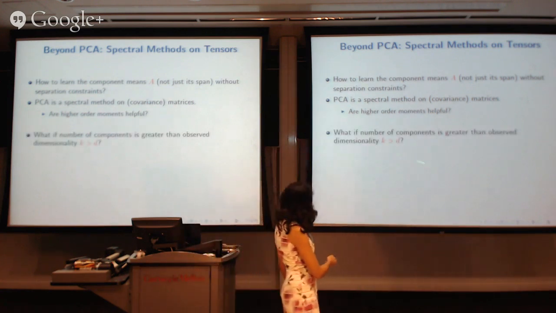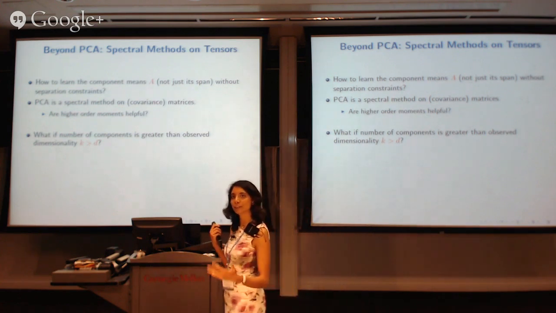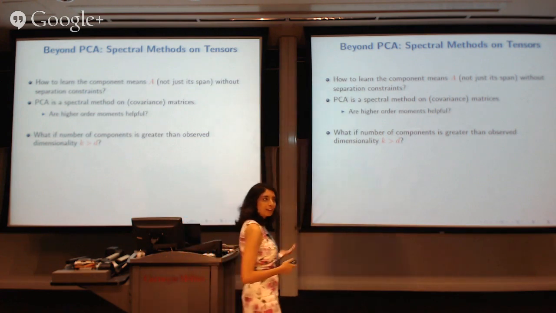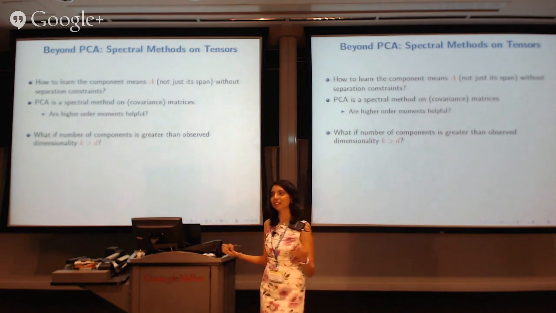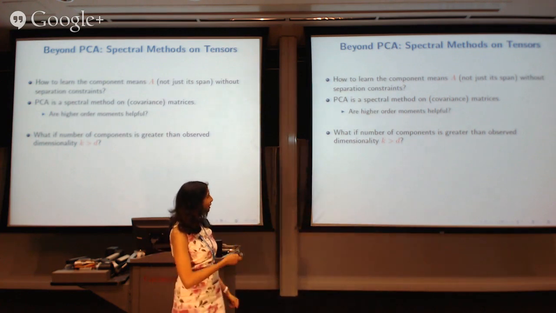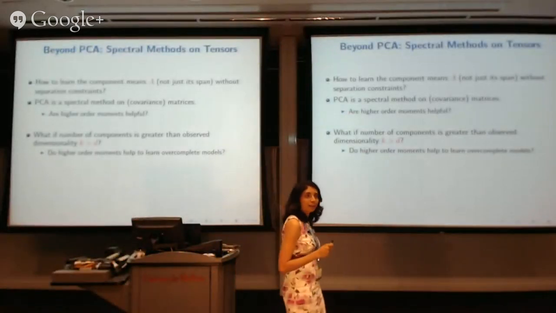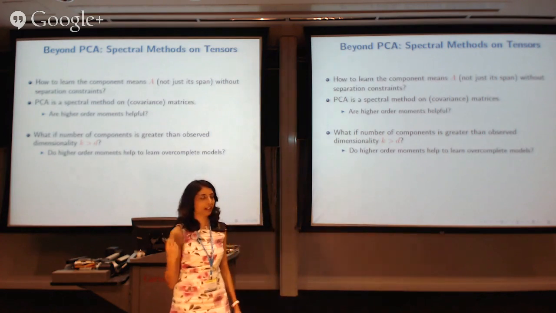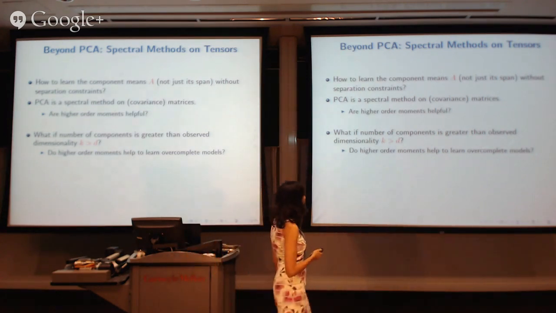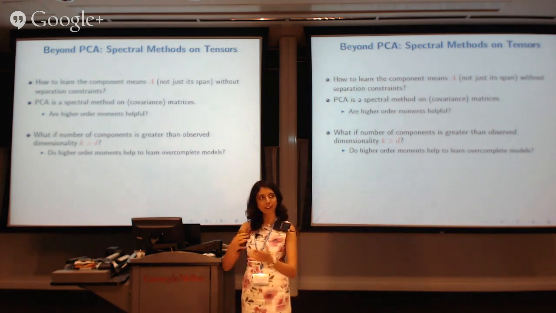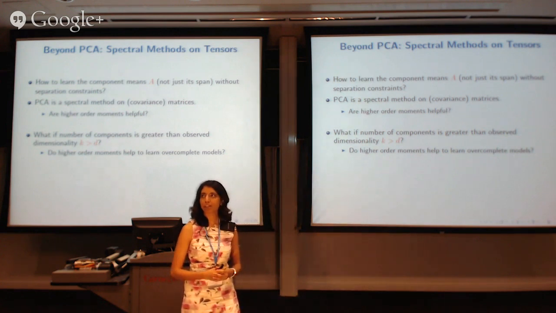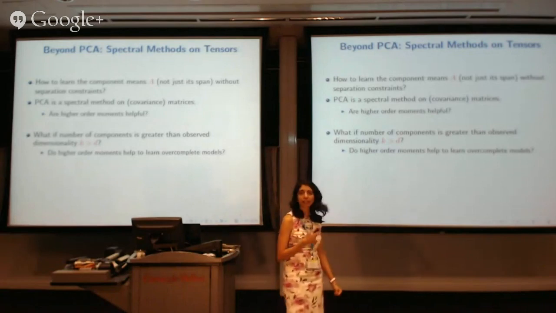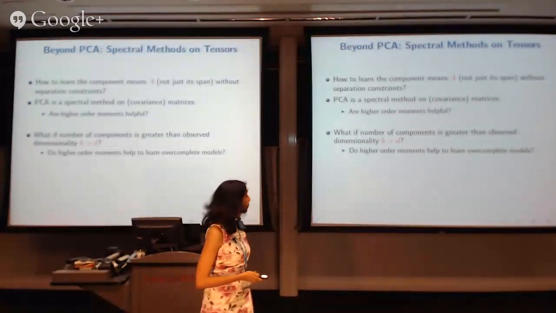There are also other settings where it would be useful to have higher order moments. What if the number of components of my Gaussian mixture is larger than the dimension itself? For instance, a lot of Gaussians in one dimension. In this case, PCA does nothing. So naturally, you would think that higher order moments would be crucial to learn over-complete models. Tomorrow I probably won't have time to go into detail, but I'll be touching upon how tensor methods are applicable for learning over-complete models. When I say over-complete, I mean that the dimensionality of my latent space is larger than the dimensionality of my observed space. So here it's the number of Gaussian components being larger than the dimensionality of the data points. This is another important setting where higher order moments are useful.